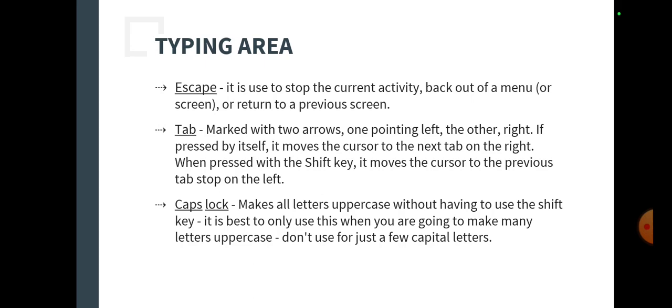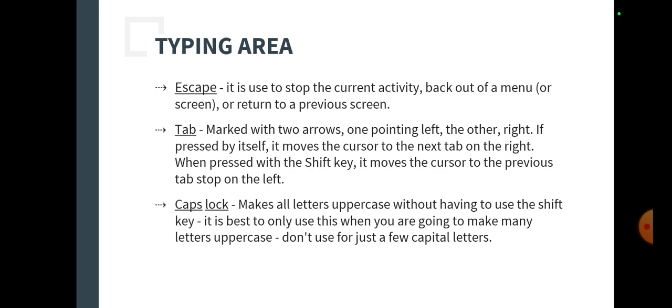We will discuss now the typing area. It looks and is arranged like a traditional typewriter where you press alphabetic keys. It holds alphabetic characters such as letters, special characters, and numbers. This is the area you use mostly when you do word processing. First, the Escape. It is used to stop the current activity, back out of a menu or screen, or return to a previous screen.